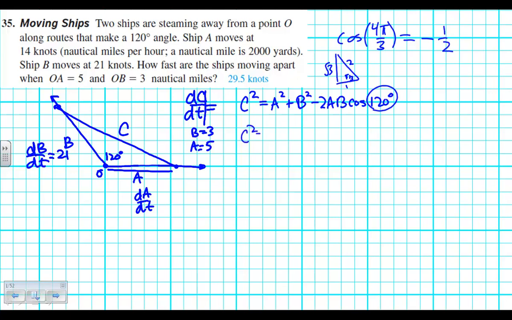So I'm going to rewrite this. C squared equals a squared plus b squared minus 2 times a times b times negative 1/2. C squared is equal to a squared plus b squared plus ab. That should make our lives just a little bit easier.